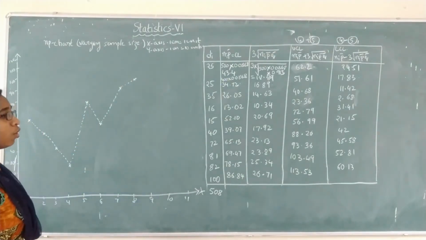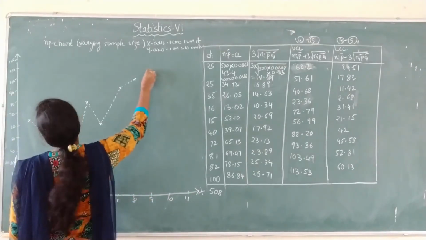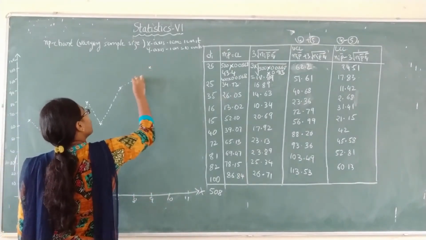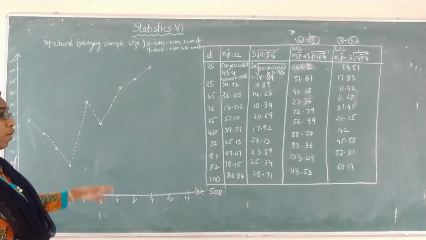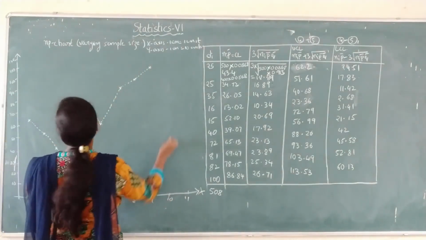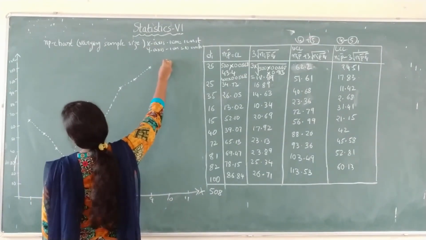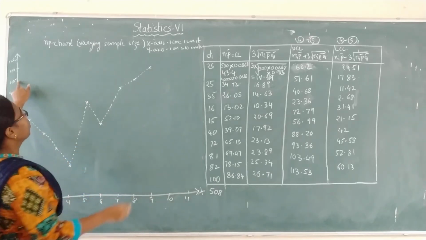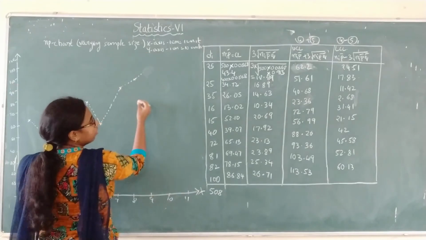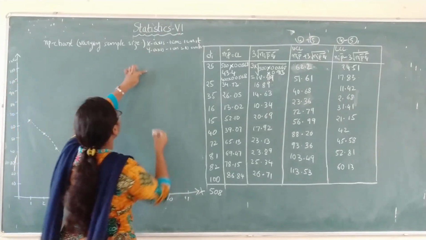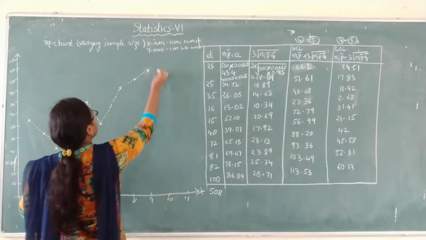Next, 103.49. So 103, 103. Next, the last value is 113.53. For the 10th sample, 113. It is a little bit low. 103. Next is 130.